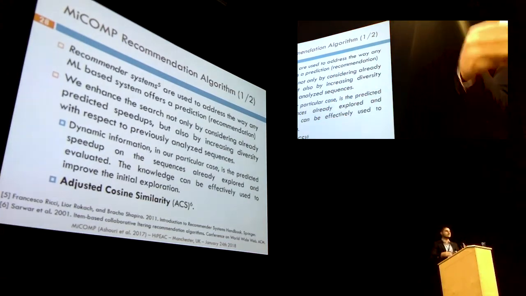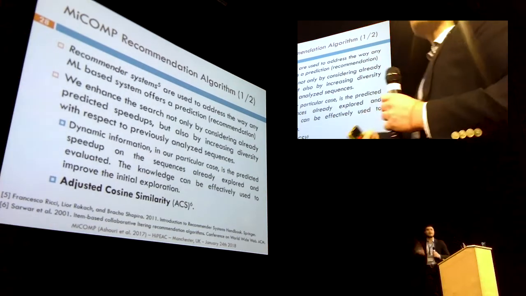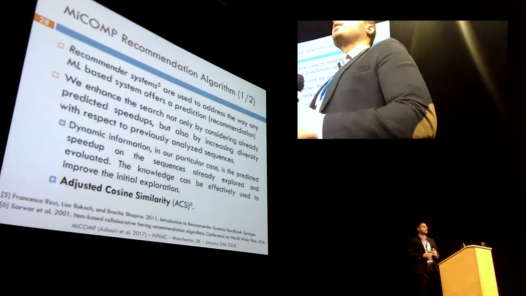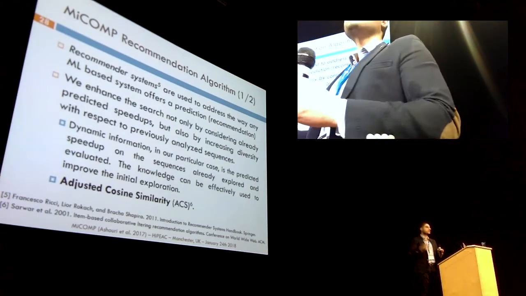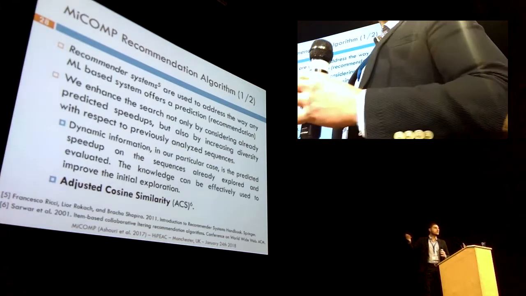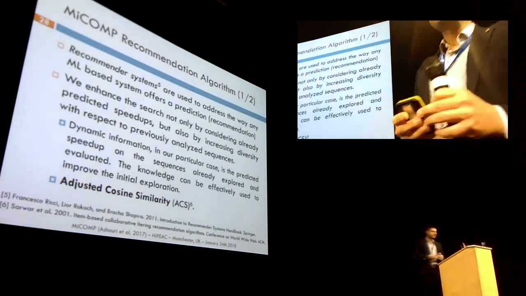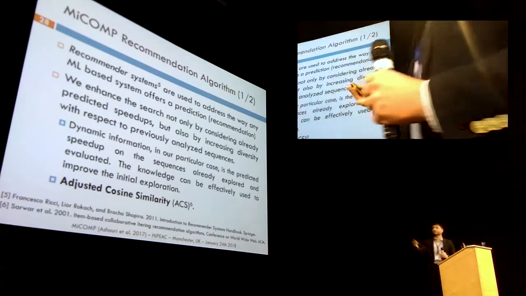So recommendation is a method to, when you have predictions, how you want to traverse those predictions and recommend good choices. So these choices could be books, like what Amazon does, or in our case, it was compiler sequences. So we use adjusted cosine similarity, again, the details are in the paper, to speed up that process.